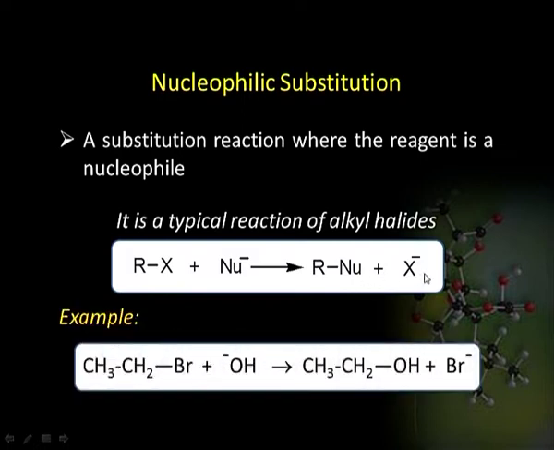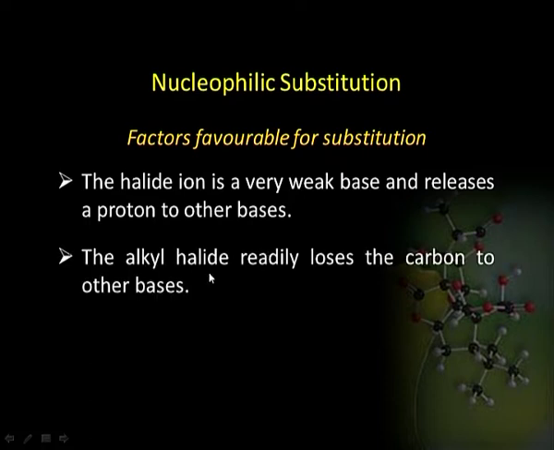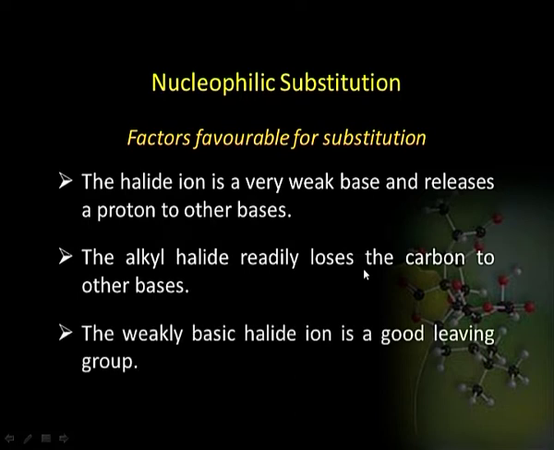An example of a nucleophilic substitution reaction in alkyl halides is ethyl bromide reacts with the hydroxide ion and gives ethanol and bromide ion. So, for nucleophilic substitutions, the halide ion is a very weak base and releases a proton to other bases. Besides that, the alkyl halide readily loses the halide to other bases, and the weakly basic halide ion is a very good leaving group. All these factors favor substitution reaction in alkyl halides.